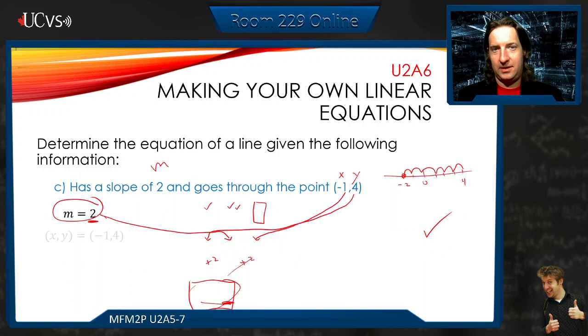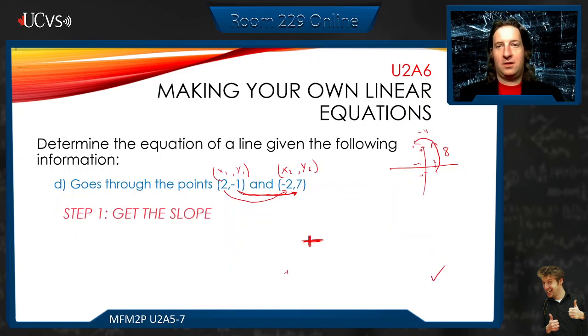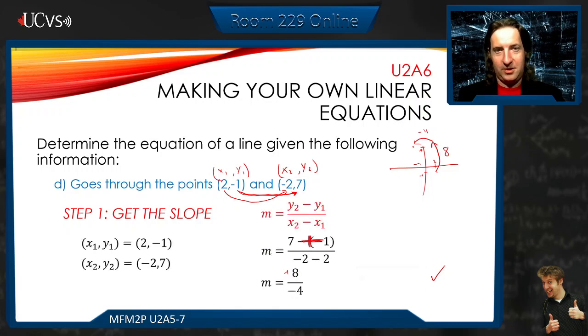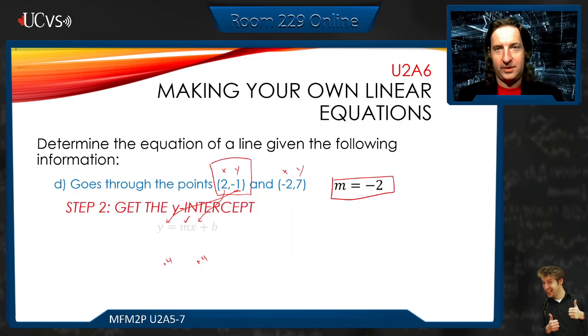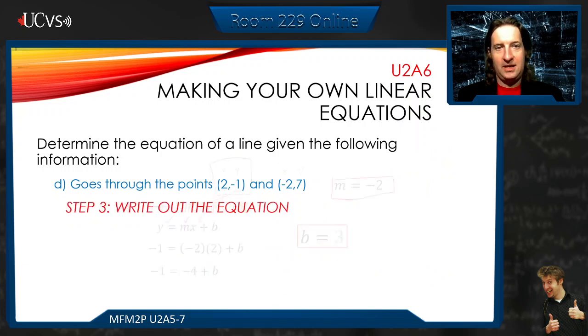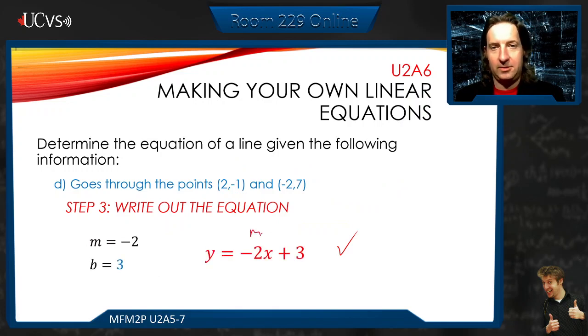Where am I? That's C and D. Okay, so step 1, we get our slope. We take our numbers, put them in our expression for slope, get our slope, and we take our equation for a line and solve for b, and then we put it all together. Y equals mx plus b. We got our m, we got our b, and we're done.